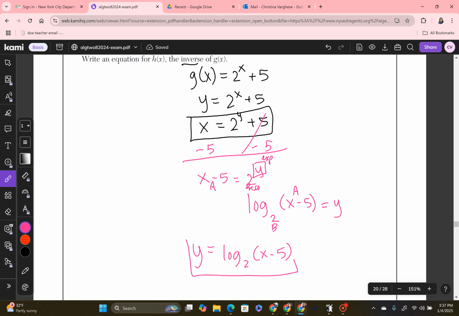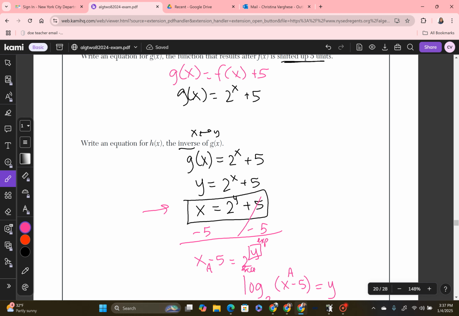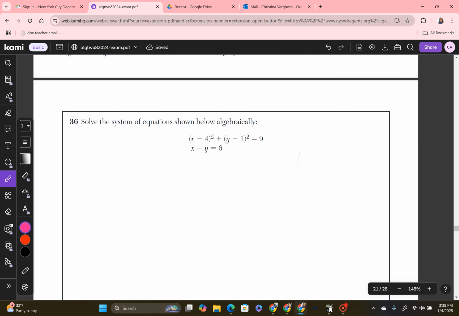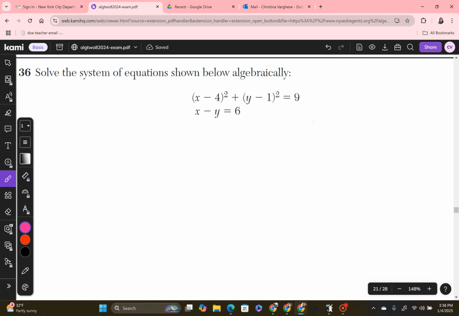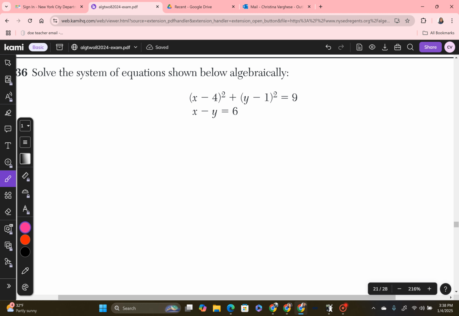So you could write this, or you could have stopped at this point right here. Either one works. Okay. All right. So that was that question. 36. We've also done this. You've done this in Algebra 1, but I'm going to show you how to do this. This can be a pretty long problem, but it's all good.